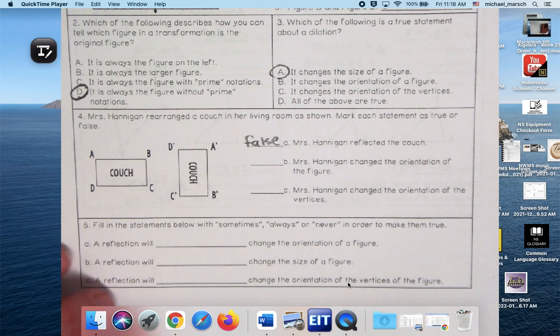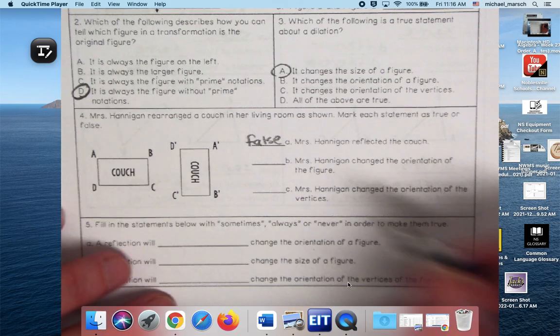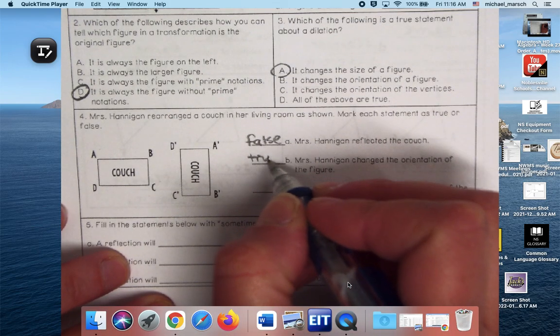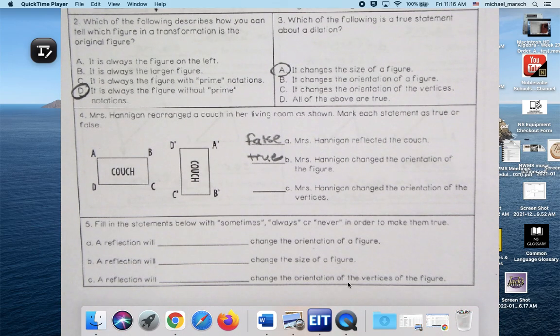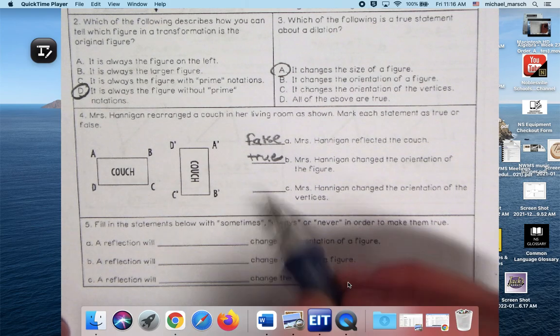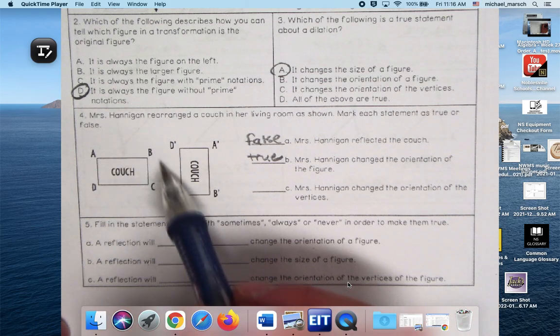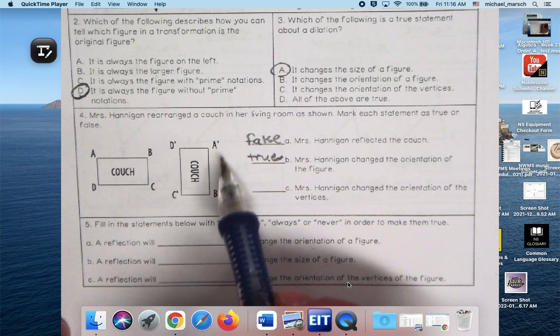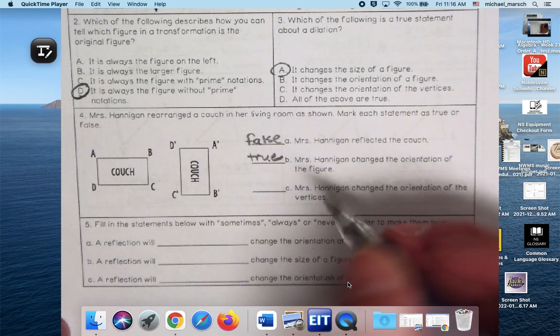Statement B says she changed the orientation of the figure. And she changed the orientation of the vertices. It's actually true because if you look, this goes clockwise and this goes, oh wait, they both go clockwise, don't they? Yep, so that's true.